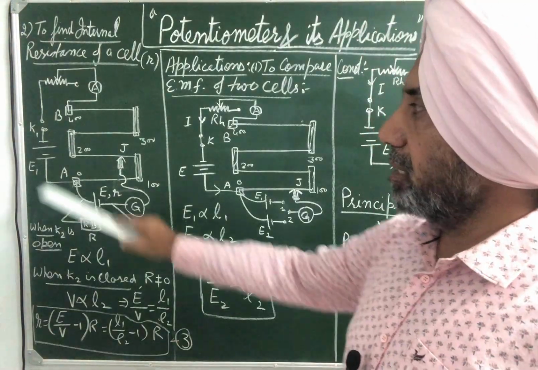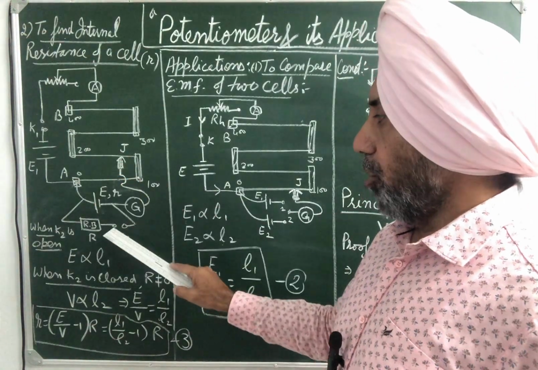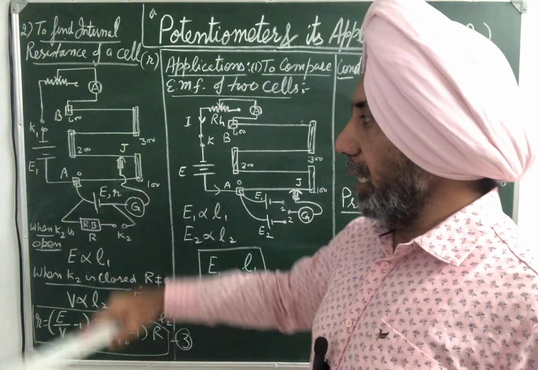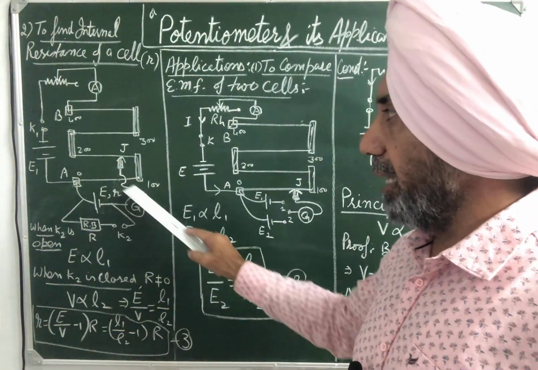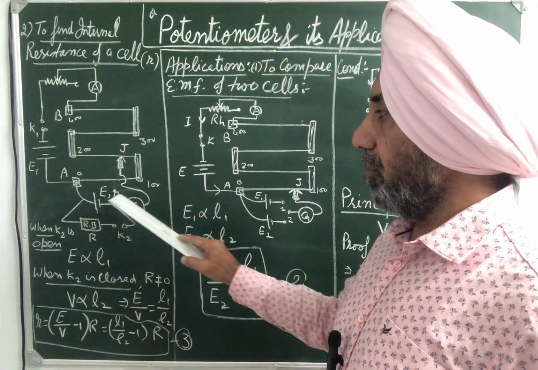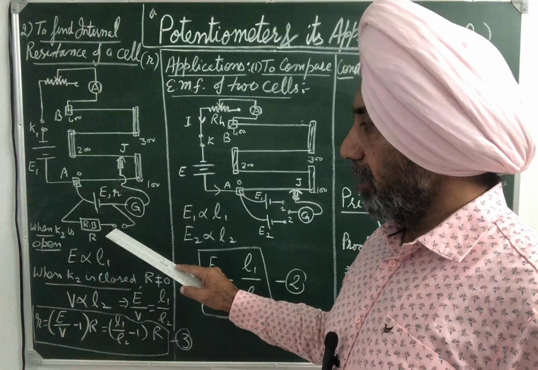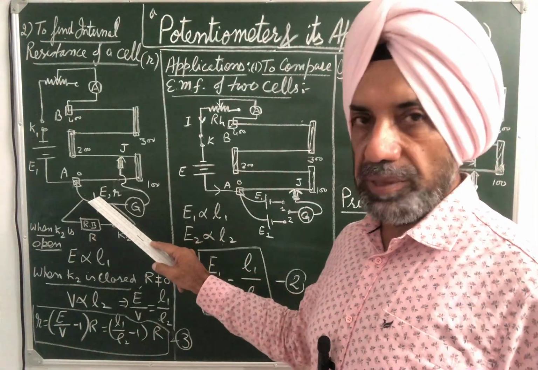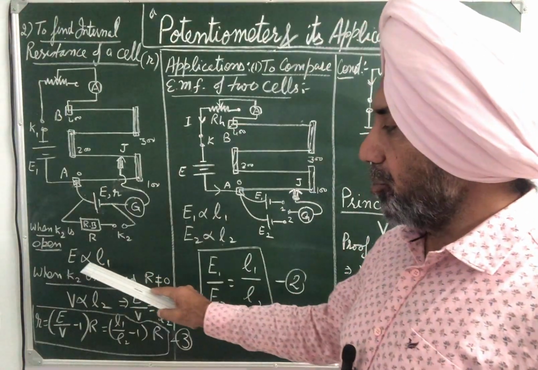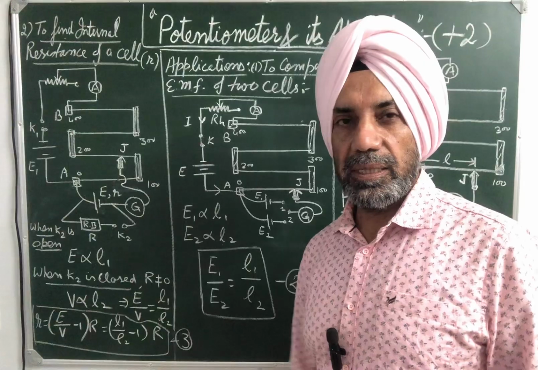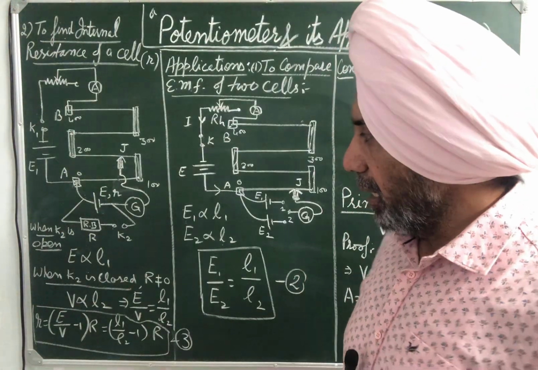Now first of all insert key K1, don't insert key K2. After inserting K1, find the balancing length. That is, no current is being drawn from this cell when key K2 is open. So that balancing length will give you EMF of this cell. So E will be directly proportional to L1. That L1 is the balancing length when key K2 is open.